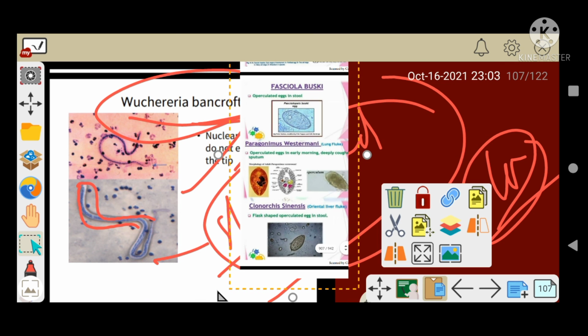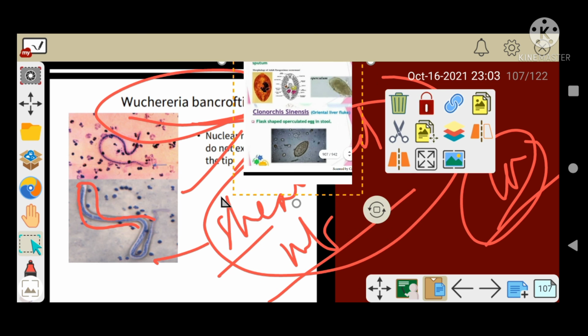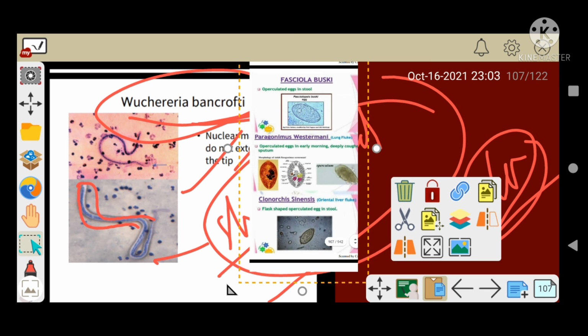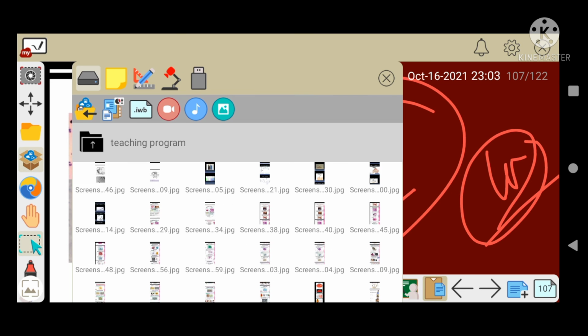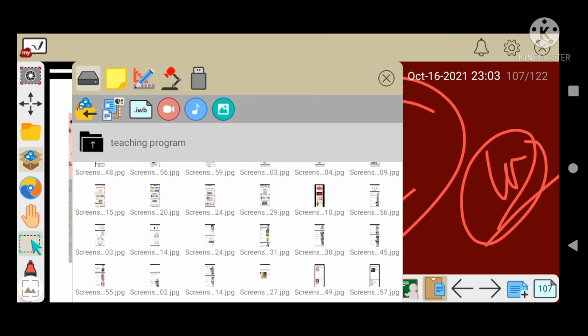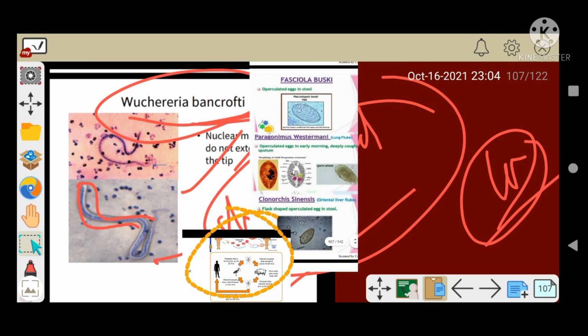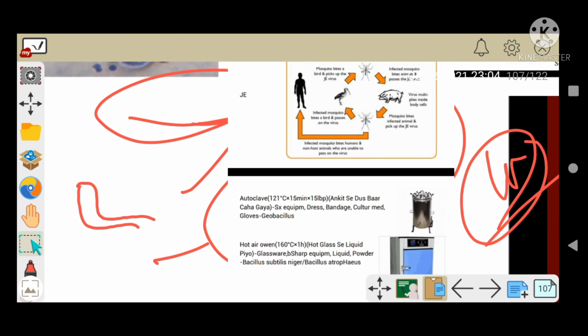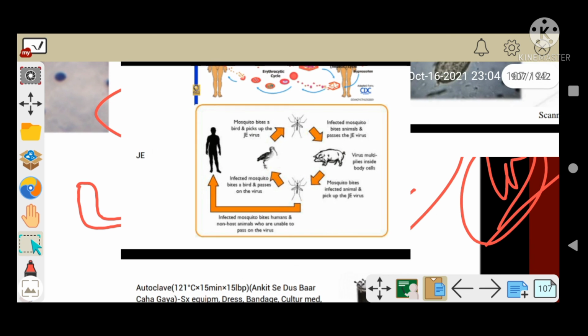Okay, P. westermani has operculated eggs. Okay, this all we discussed, right? So I think I took all the images, all the relevant images, right? Everything though is not necessary. Okay, so this one has been asked once, right?